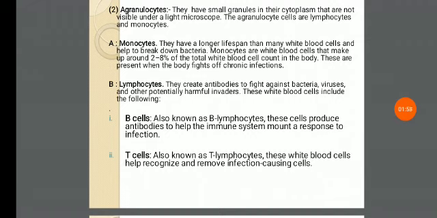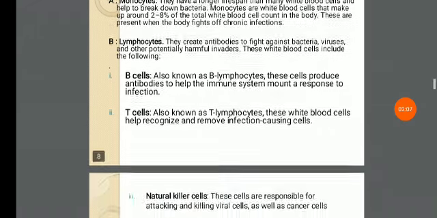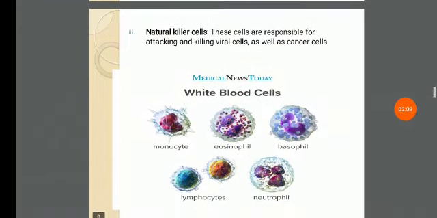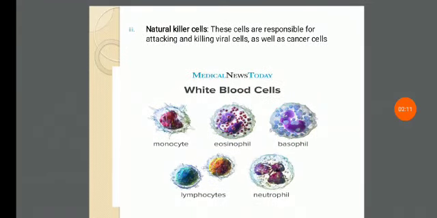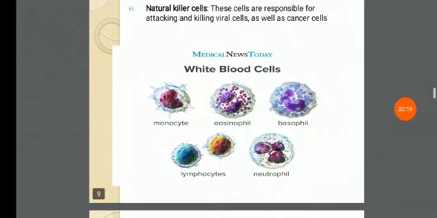Number 2, T cells, also known as T lymphocytes. These white blood cells help recognize and remove infection-causing cells. And number 3, natural killer cells. These cells are responsible for attacking and killing viral cells as well as cancer cells.